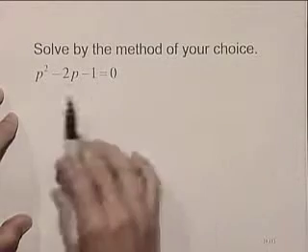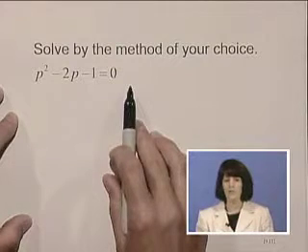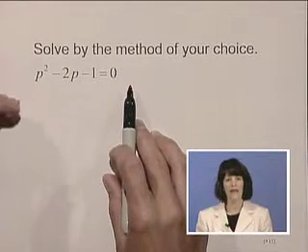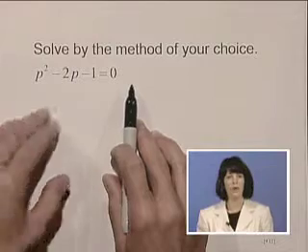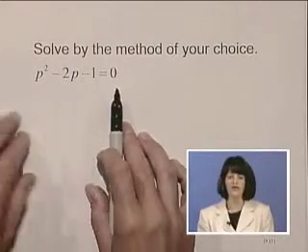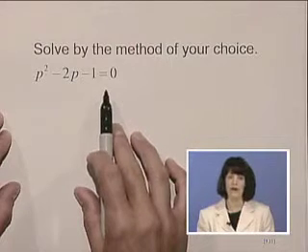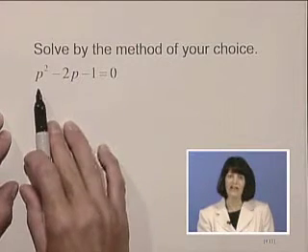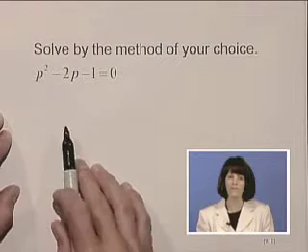Solve by the method of your choice. Here we have a quadratic equation. We can choose possibly a factoring method, a completing the square, quadratic formula. I think this one is going to be solved nicely using a completing the square method. And I say that because we have a leading coefficient of 1.